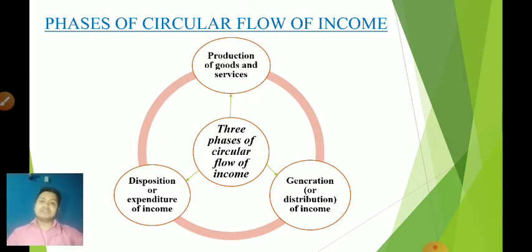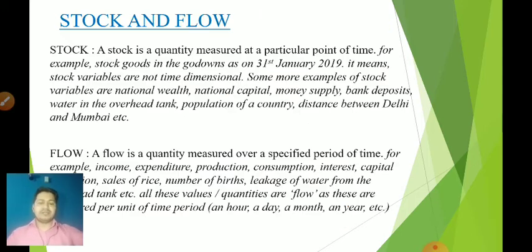So with this circular flow of income, we can easily understand that there are three things we have to keep in mind. The first one is production of goods and services, the second one is generation or distribution of income, and the third one is disposition or expenditure of income. Okay, dear student, now move to our next topic, which is the stock and flow concept. What is the stock concept and what is the flow concept?